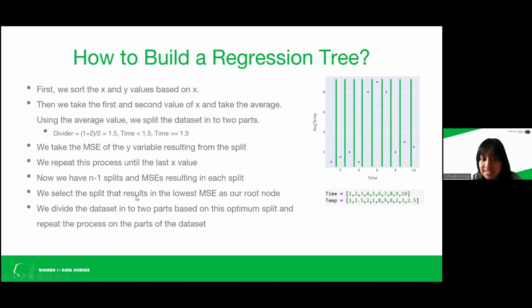So then we select the split that results in the lowest mean square error as our root node. And then we divide the data set into two parts. Let's say our root node is this one, and then we split it into two parts. And then we repeat the process on these parts of the data until we build the tree.